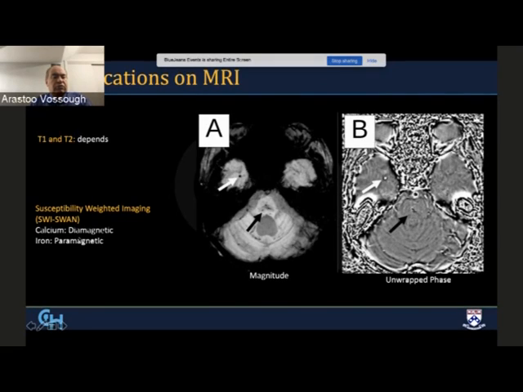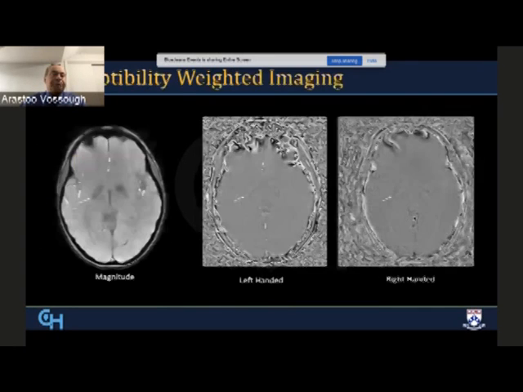We are often, not always, but most often able to distinguish calcium because it's diamagnetic and iron, which is paramagnetic. So here we have a few dots. They're both black, but if we look at the unwrapped phase images, one of them is bright, one of them is dark, and that's how you may be able, in most cases, to distinguish calcium from iron deposition.